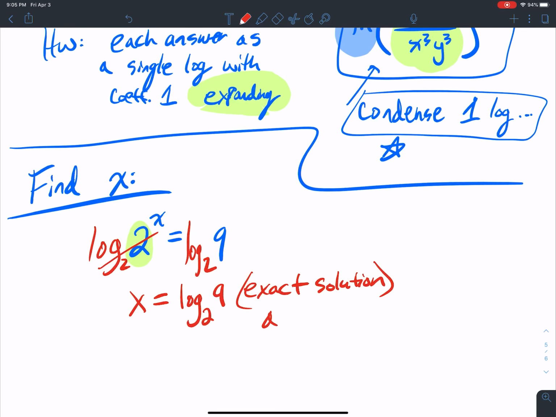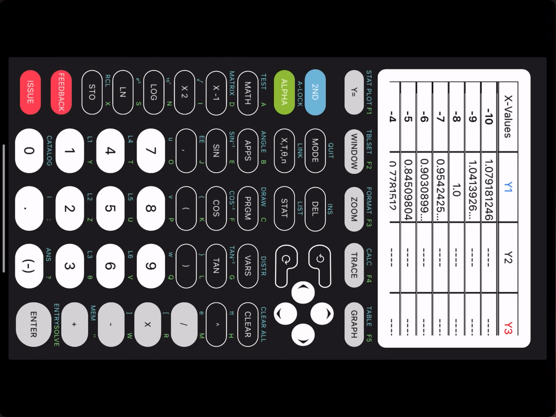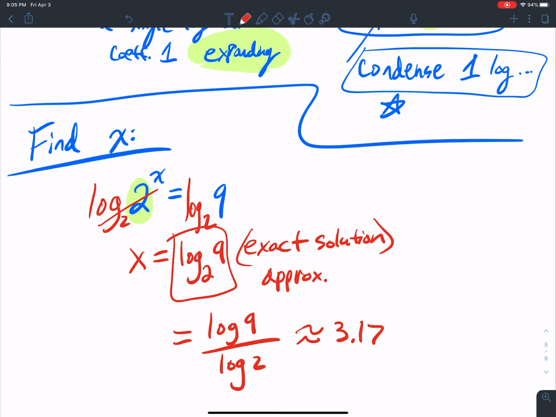Now, if they ask for an approximate, you need the change of base formula. And to do the change of base here, it's the log of 9 divided by the log of 2. So to show you that in action, it's the log of 9 divided by the log of 2. Enter. 3.169. So this is approximately 3.17. Depending on how many decimals they want you to round to, you do whatever it says to round to. Okay, so that's what they're looking for right there.